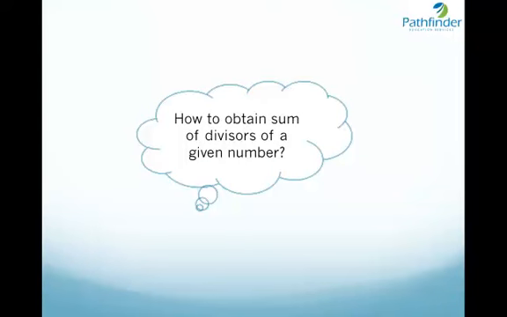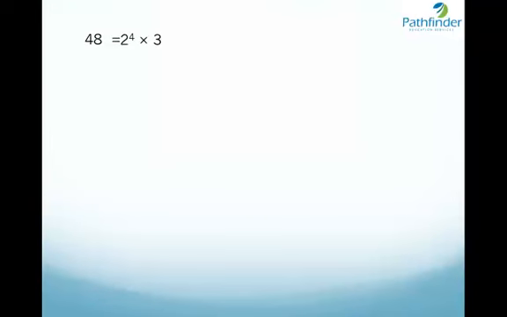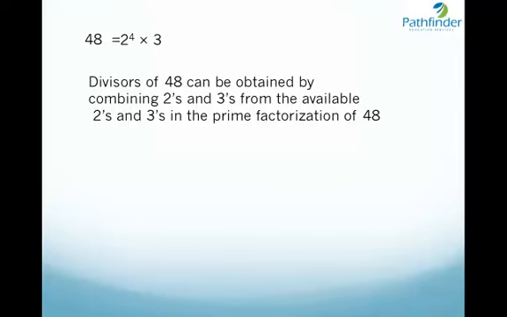So how to obtain the sum of divisors of a given number? Now you would remember that in the last session we had taken a number 48 and factorized the number as 2 to the power 4 into 3. And you would also remember that each divisor of a given number is formed by using the prime factors available of that number. And in this case we have 4 number of 2's and 1 number of 3's. So any divisor of 48 will be calculated by using these 4 2's and the 1 3 that is available.